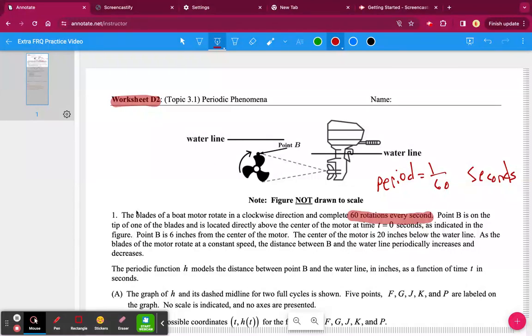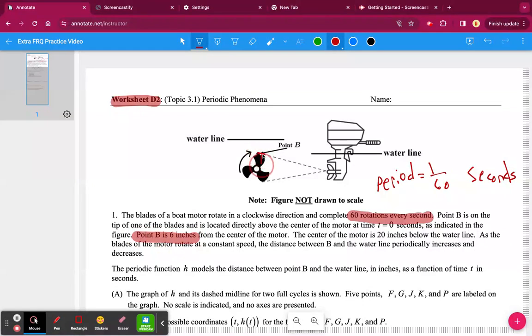And then it says point B, sorry, thought I had to sneeze. Point B is on the tip of one of the blades and is located directly above the center of the motor at t equals 0. So this point here is when the time is equal to 0. As indicated in the figure above, point B is 6 inches. So point B is 6 inches from the center of the motor.